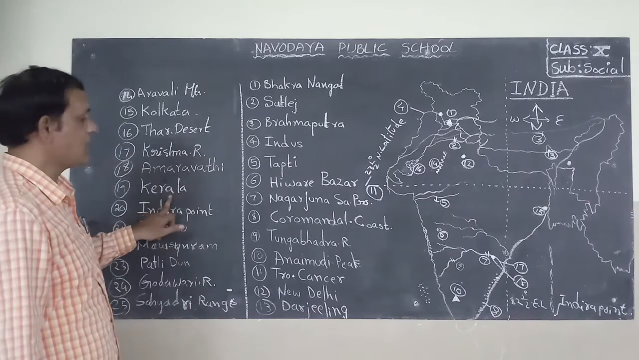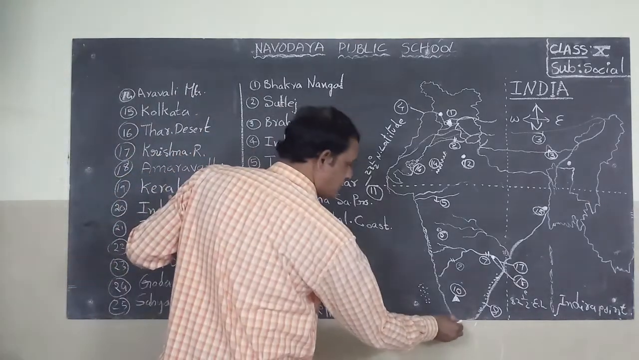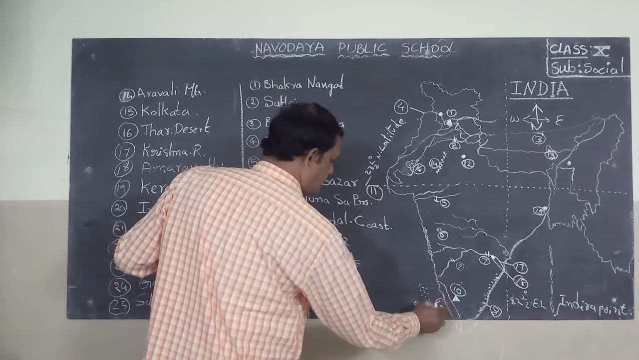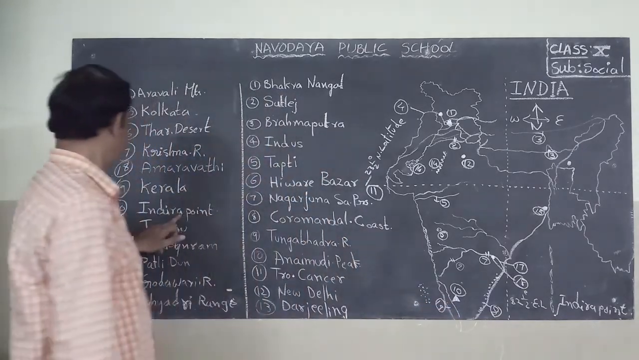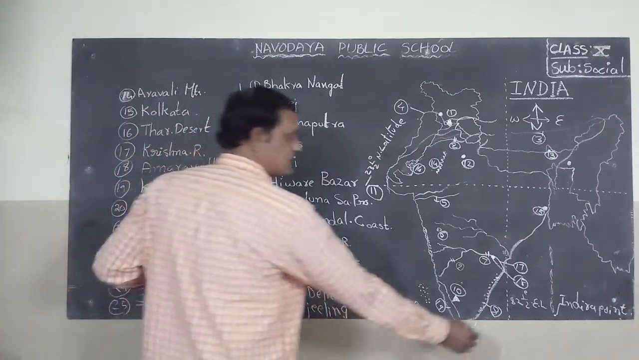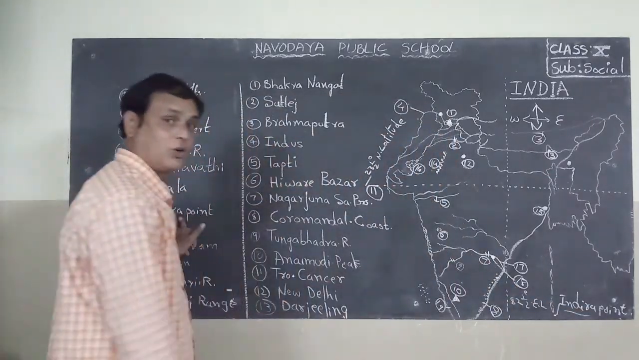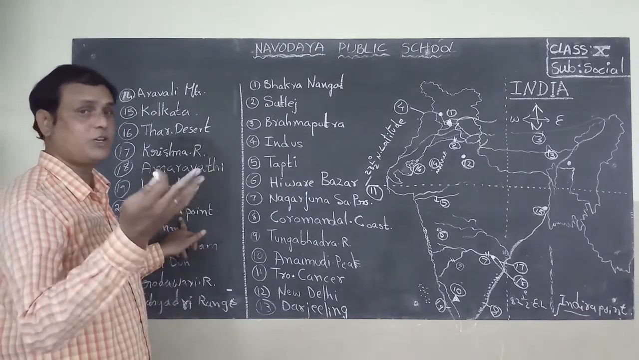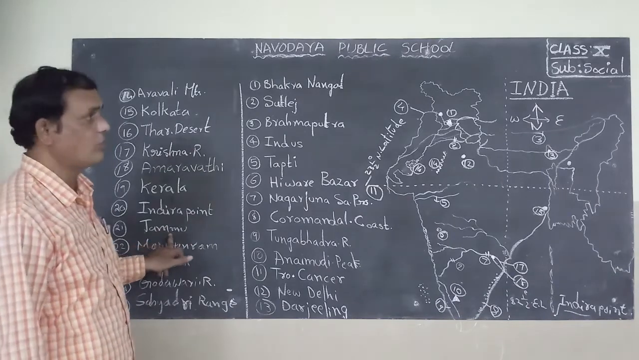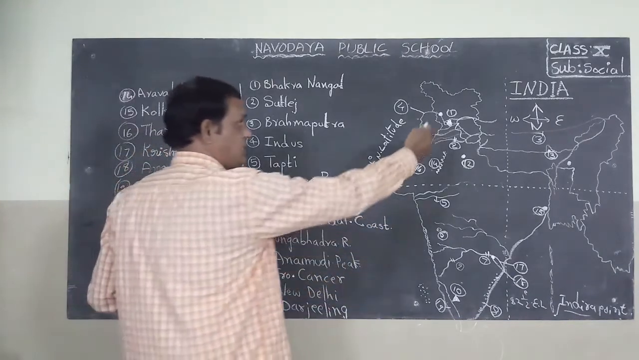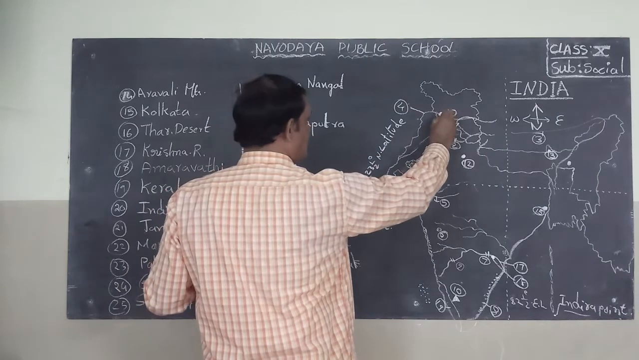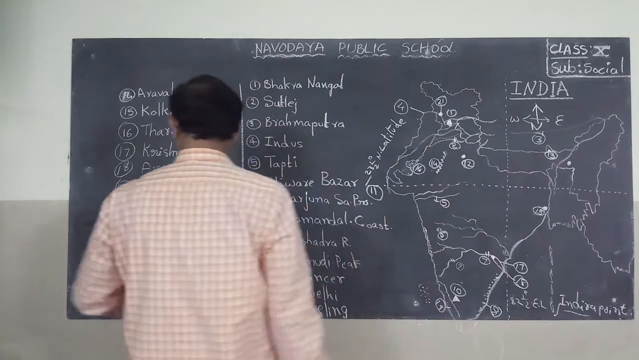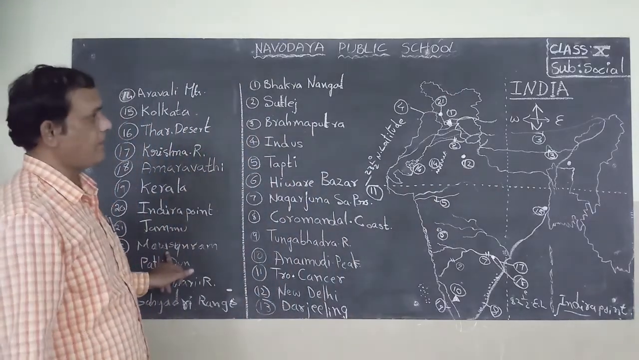Next one, Kerala. Where is Kerala? Look, this is Kerala, one of the states. So number is 19. Kerala state. Next one, Indira Point. I already said this is Indira Point. This was submerged into Bay of Bengal in 2004 tsunami. Jammu and Kashmir, one of the states of our country. So this is Jammu, boys, girls. The number is 21.